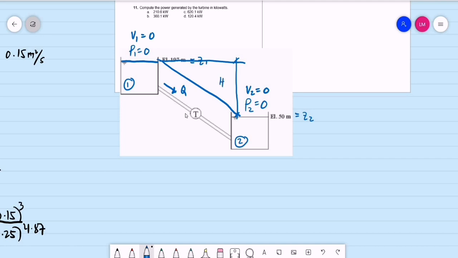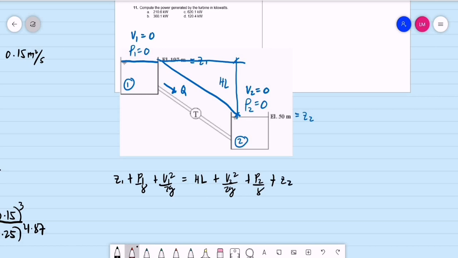So the total head loss is basically the difference in elevation of the two reservoirs. We can prove that by writing our energy equation. That is the elevation head at point 1 plus the pressure head at point 1 plus the velocity head at point 1 will be equal to the head loss plus the velocity head at point 2, v sub 2 squared over 2g, plus the p sub 2 over gamma, plus the elevation of the second reservoir.